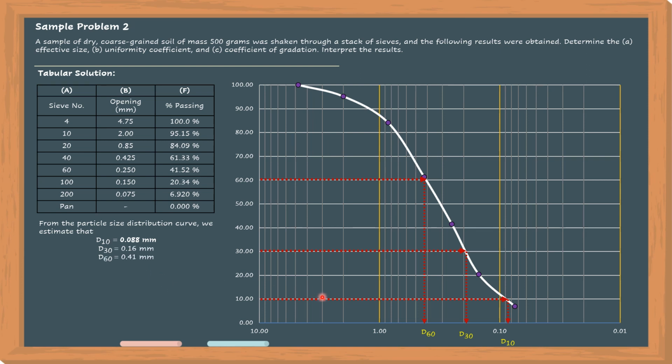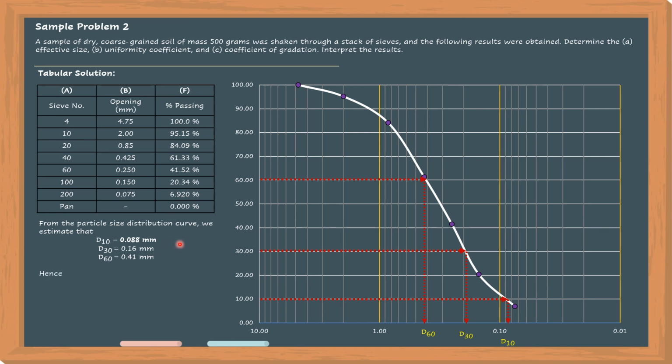Again, I will try to create a video on how to determine the exact values of D10, D30, and D60. In fact, meron itong tinatawag na calculator technique para makuha ang mga values na to. Okay, so ang D10 effective size is 0.088. So we have answered the first requirement.